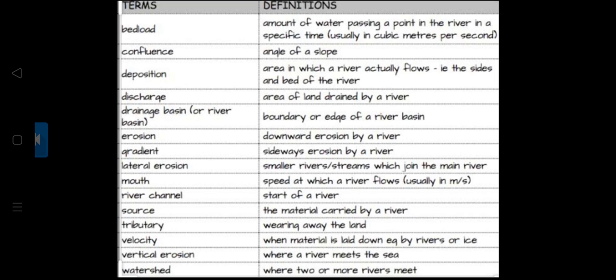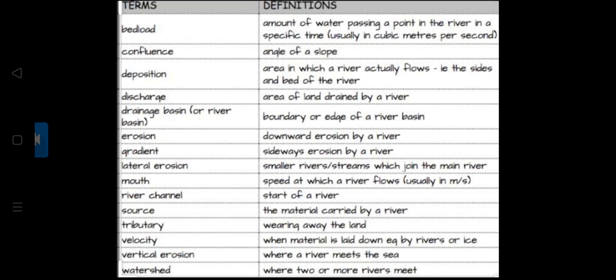Erosion, that is downward erosion by a river. Lateral erosion, smaller river streams which join the main river. Mouth, speed at which a river flows. River channel, starts of a river. Source, the material carried by a river. Tributary, wearing away the land.